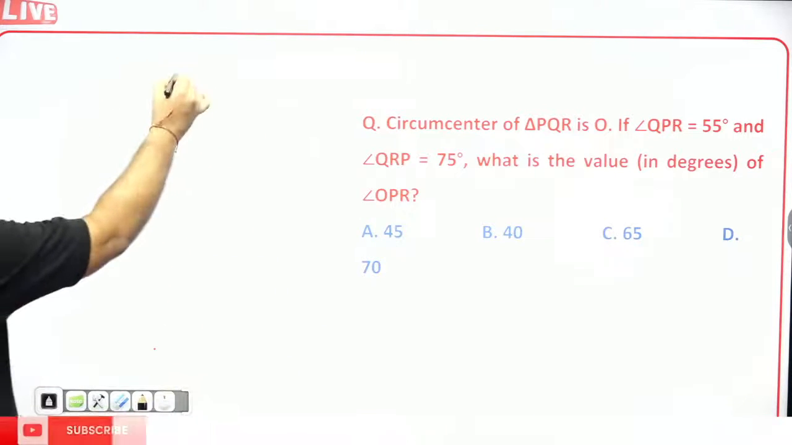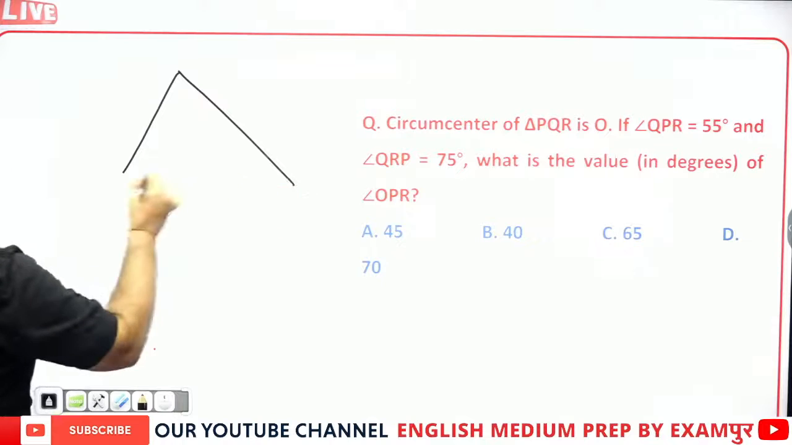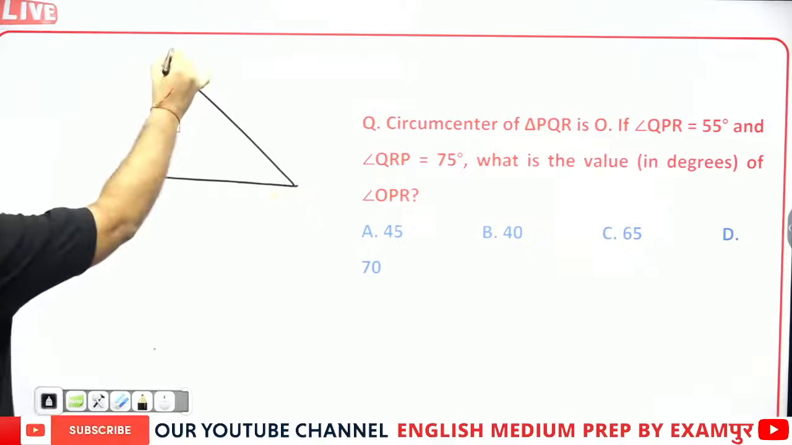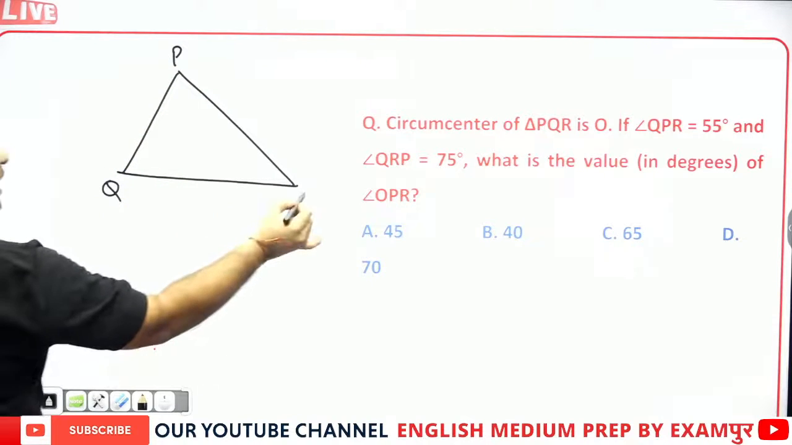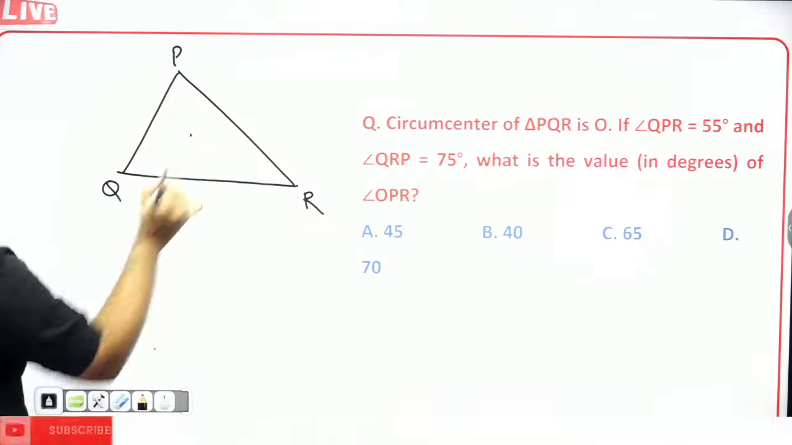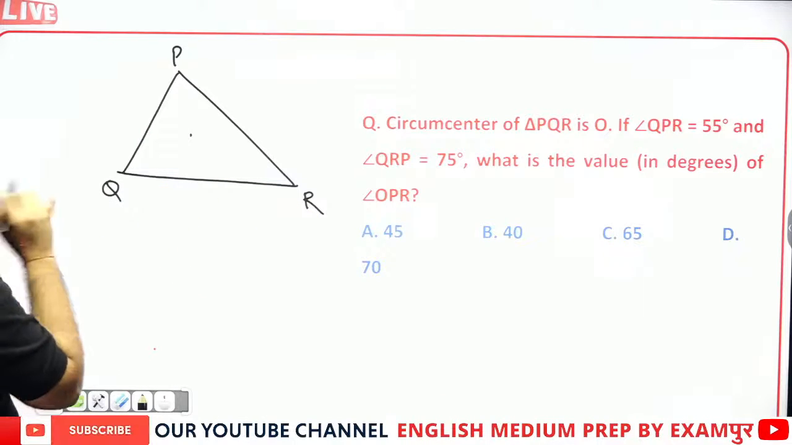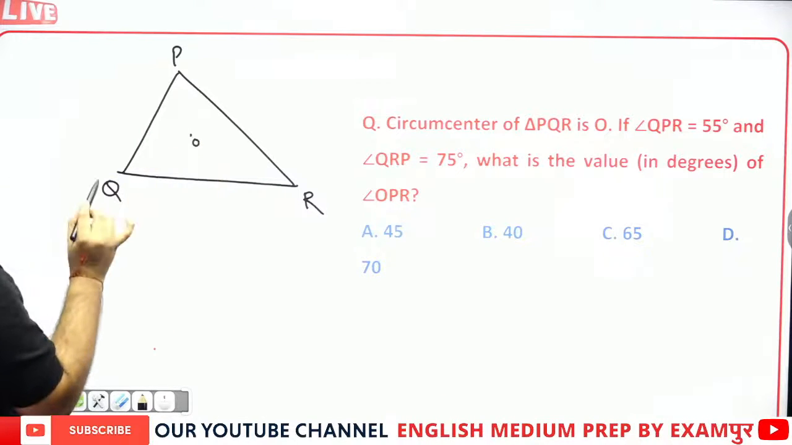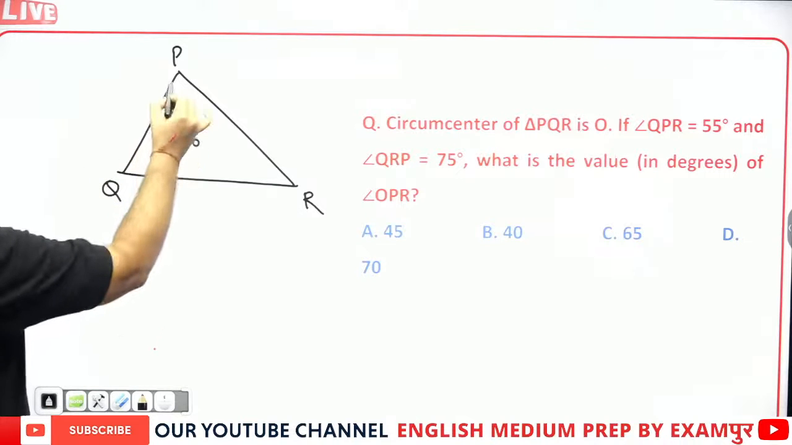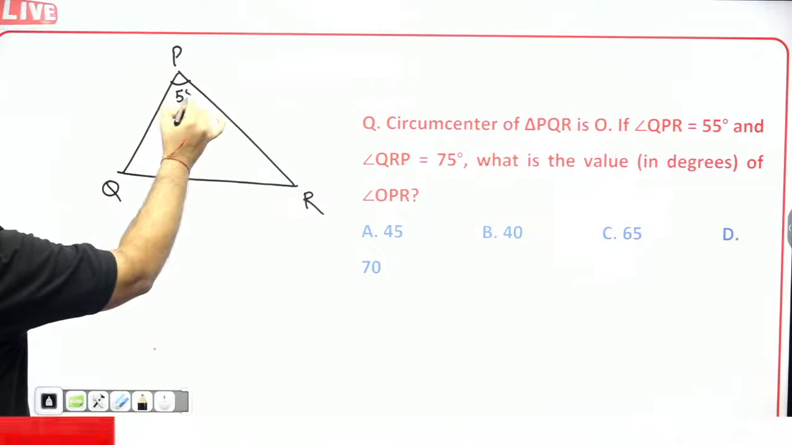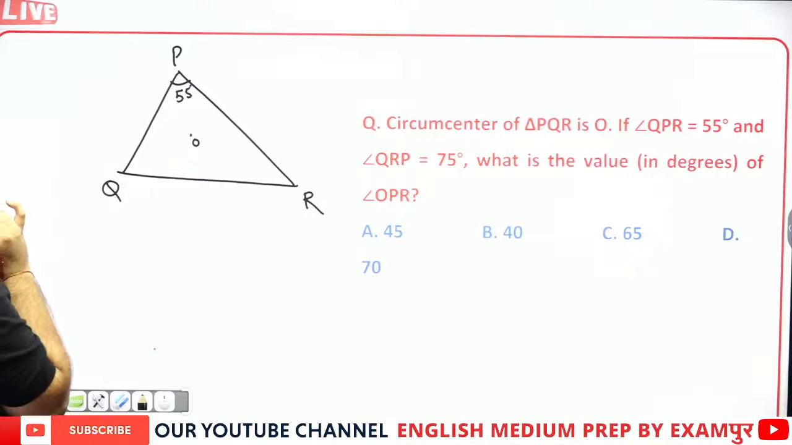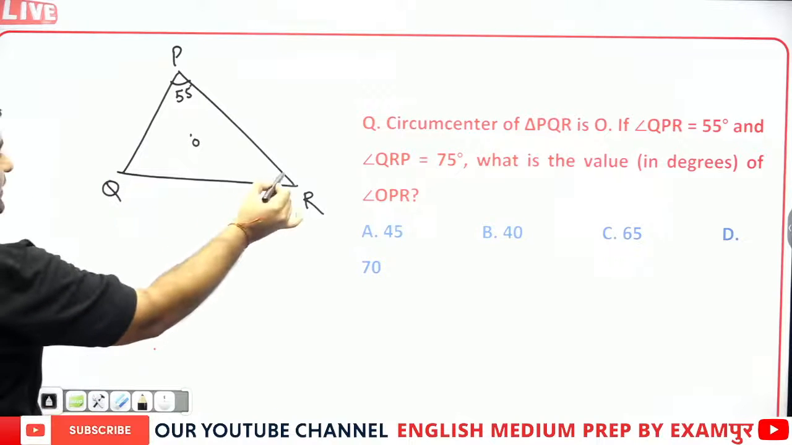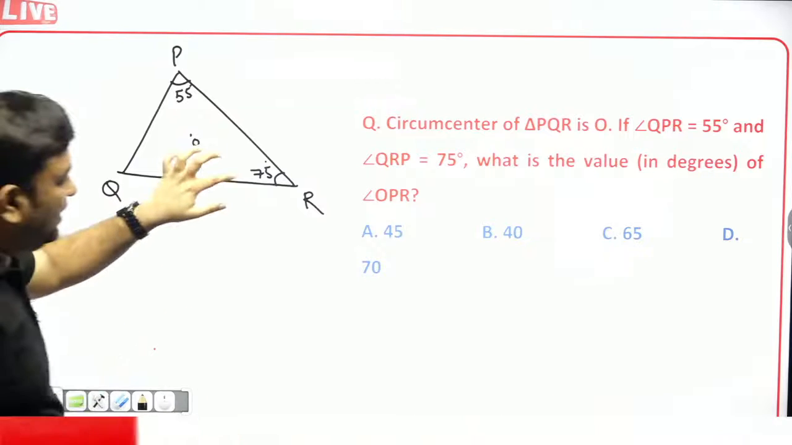Circumcenter of the triangle PQR is O. Now the circumcenter problem has come. Angle QPR is given as 55, and angle QRP is given as 75. What is the remaining angle?